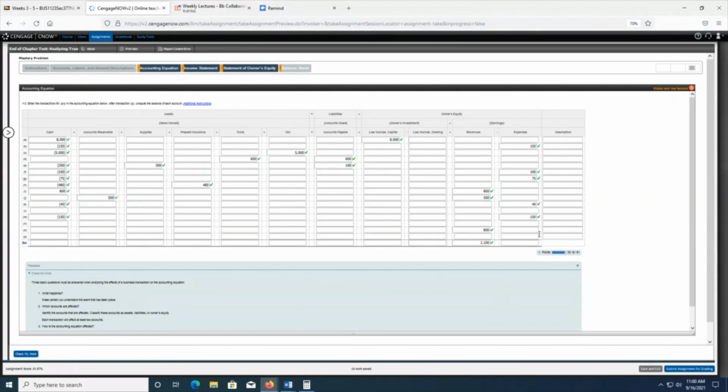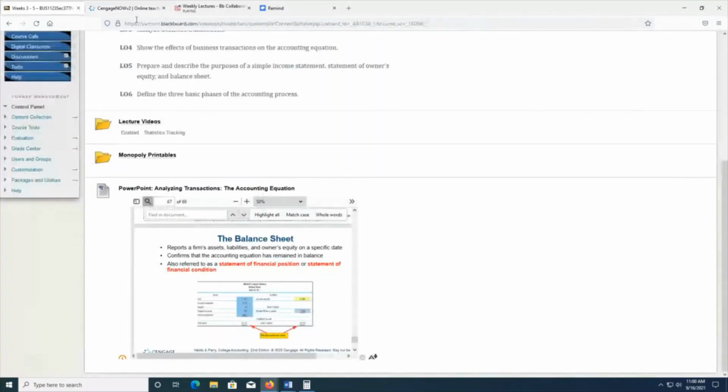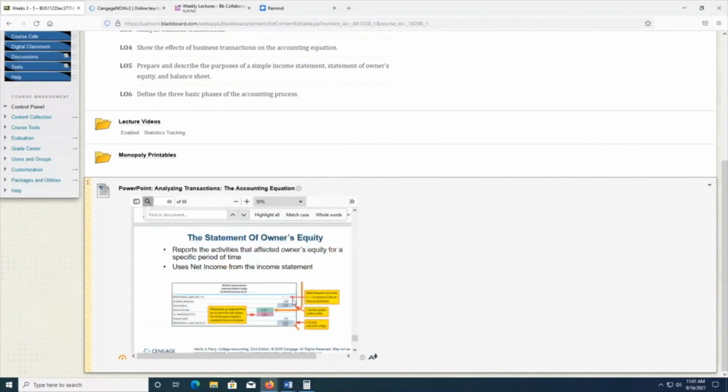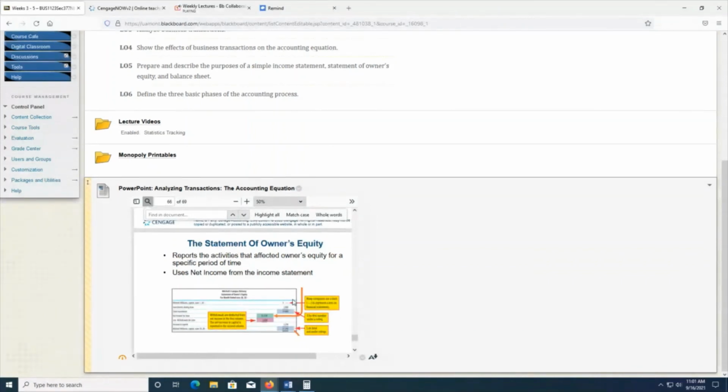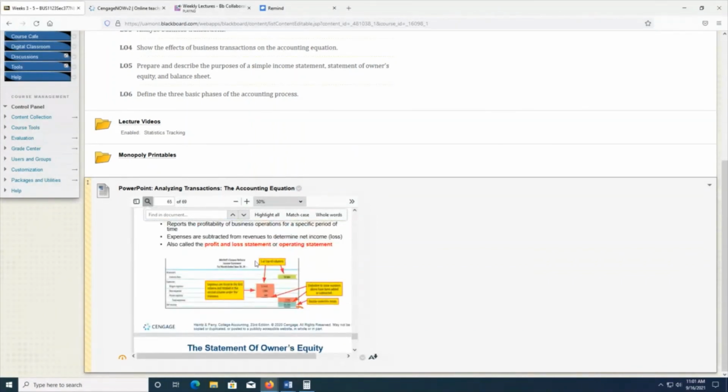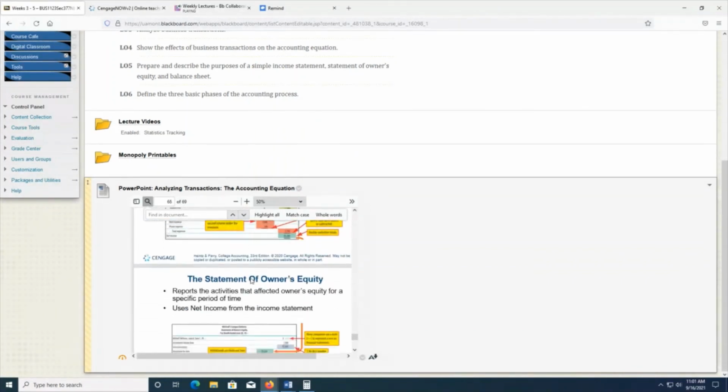So step one is the income statement. Step two is the owner's equity. Step three is the owner's equity, liabilities, and assets. You have to do it in that order, and just keep this PowerPoint pulled up so you can remember which one goes on which one. Does that make sense?